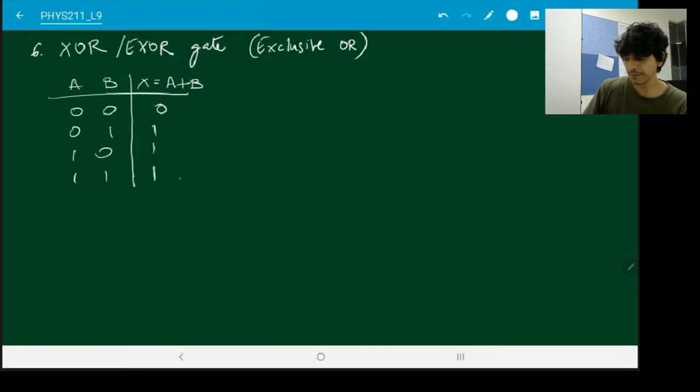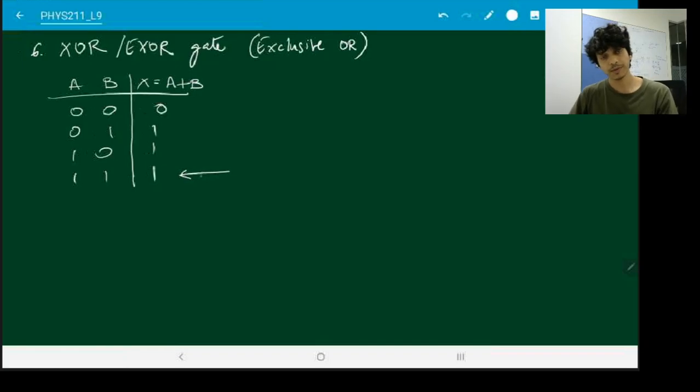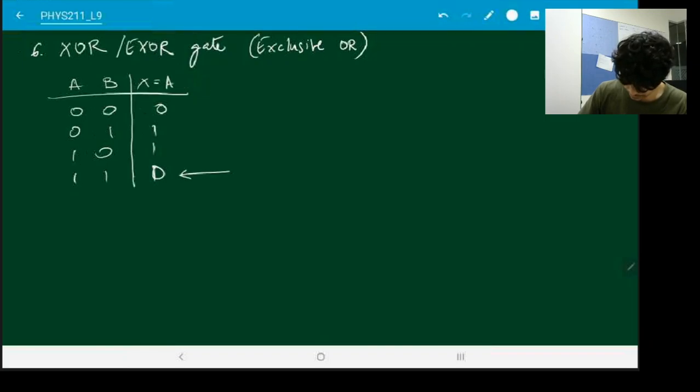Exclusive OR means that we don't want this case. We don't want both of them to be 1. If both of them are 1, then their XOR should be 0. So one of them has to be 1 or the other one has to be 1. Both simultaneously cannot be 1. Then we say XOR. So this is 0 for the XOR gate, and this is written as A direct sum B, A plus B. So this is the symbol for writing the XOR.